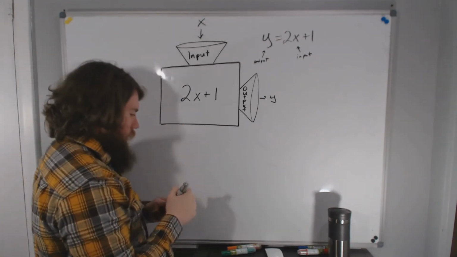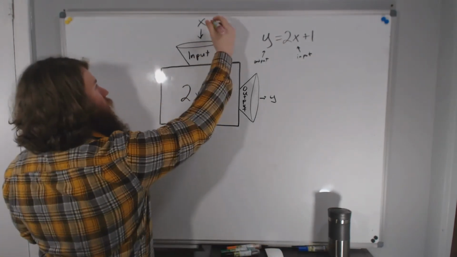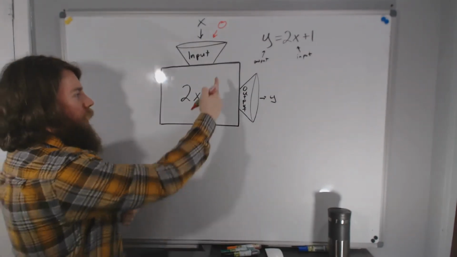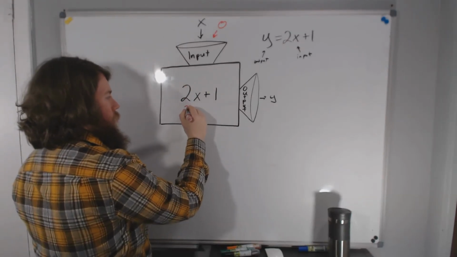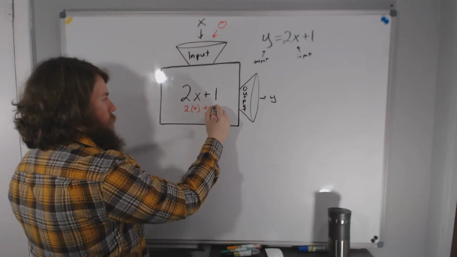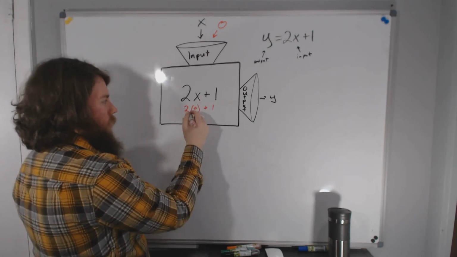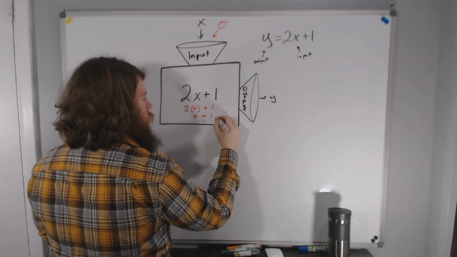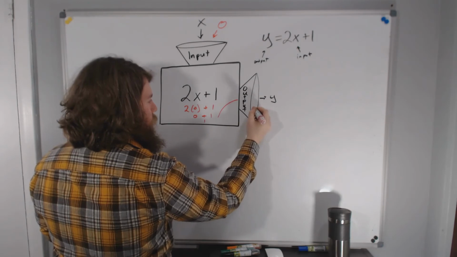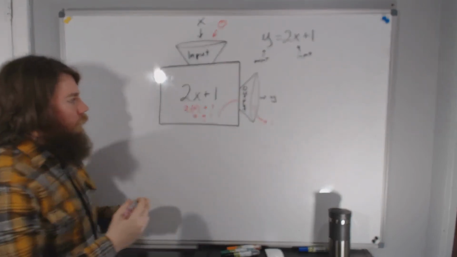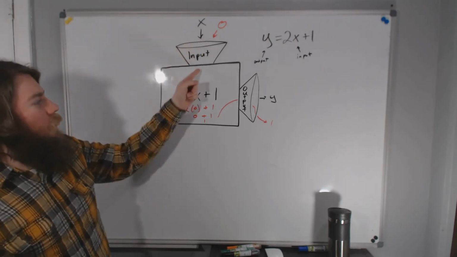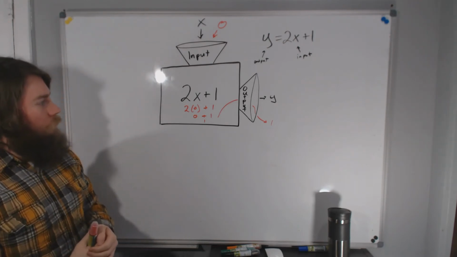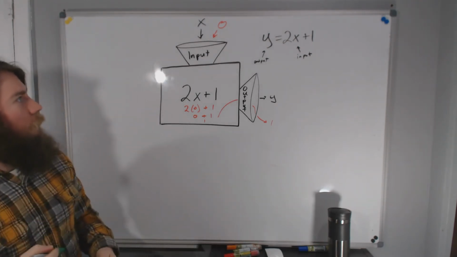I threw in the value 0, plopped in the value 0. I ran it through my function, just plugging in 0 for x. We end up with the value 1. And we get 1 as our output. When we plug in 0, we get 1 as our output. Okay? And I could do that with any other number.